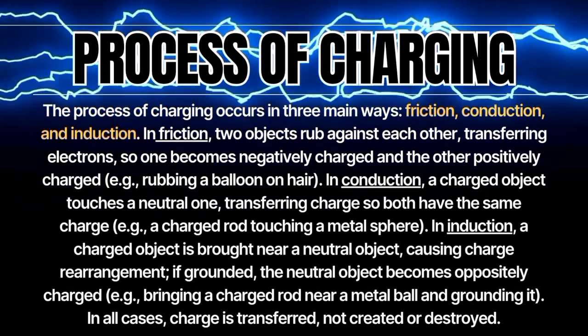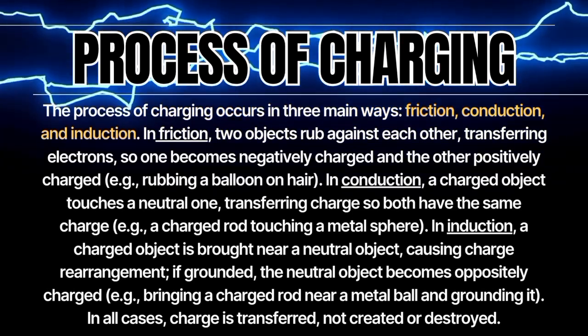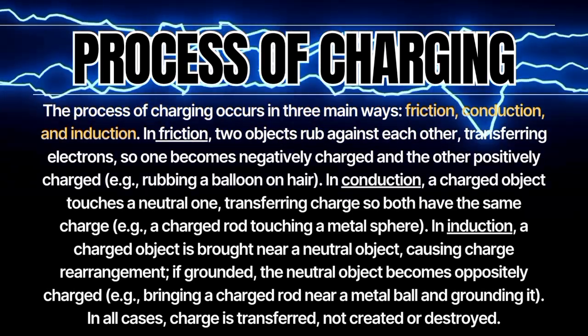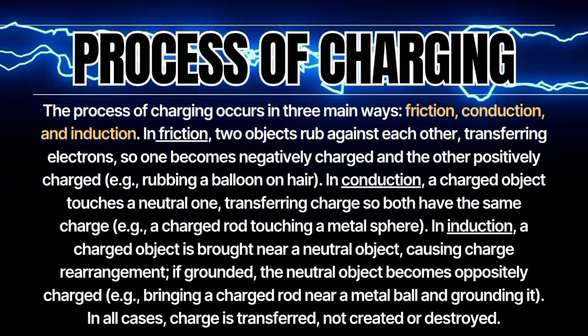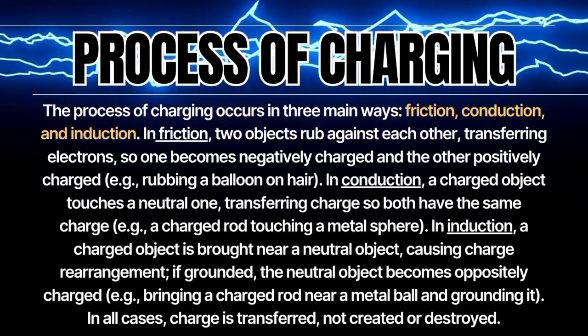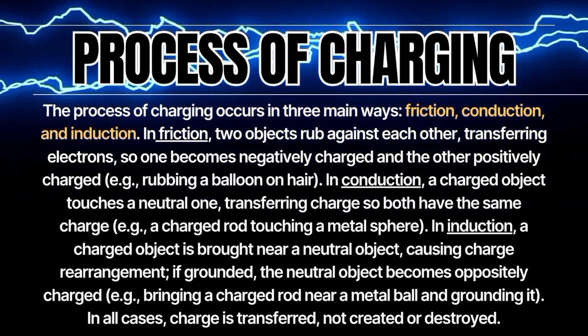In friction, two objects rub against each other, transferring electrons, so one becomes negatively charged and the other positively charged. In conduction, a charged object touches a neutral one, transferring charge, so both are of the same charge. In induction, a charged object is brought near a neutral object, causing charge rearrangement. If grounded, the neutral object becomes oppositely charged.